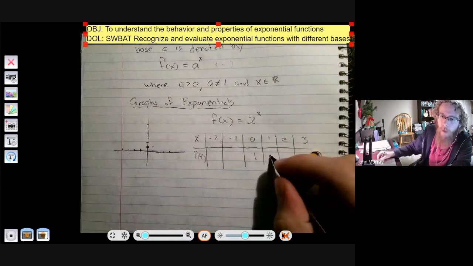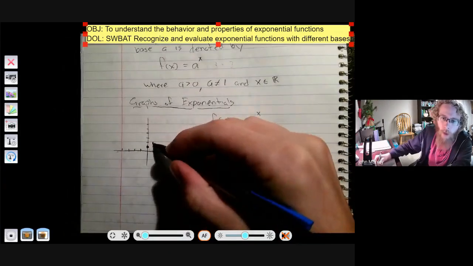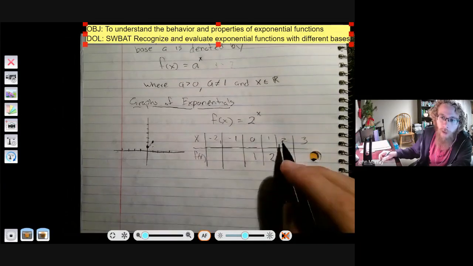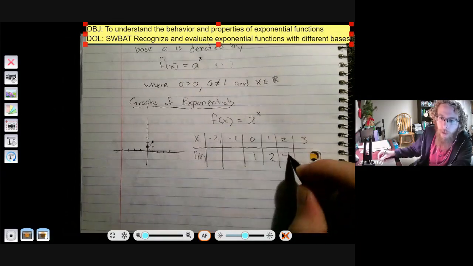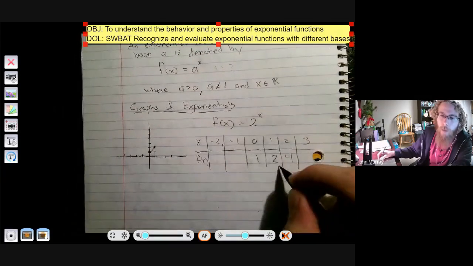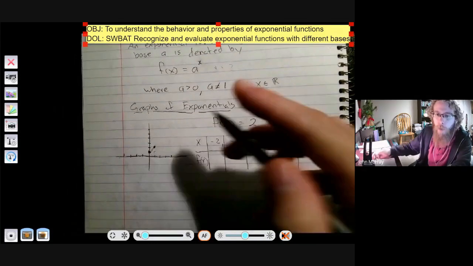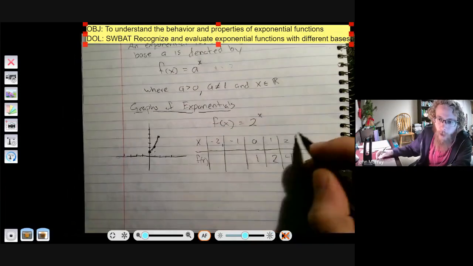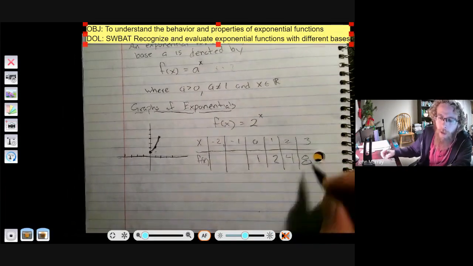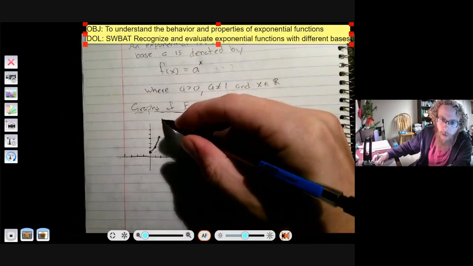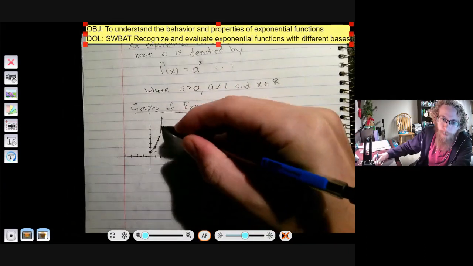When I plug in 1, 2 to the first power, well, that's just 2, right? So we go up. So we're increasing, right? When I plug in 2, 2 squared, well, that's 4. So not only am I increasing, but the increments that I'm increasing are also increasing, right? It gets a little steeper. When I plug in 3, 2 to the third, I get 8. So that would be kind of off the charts here.